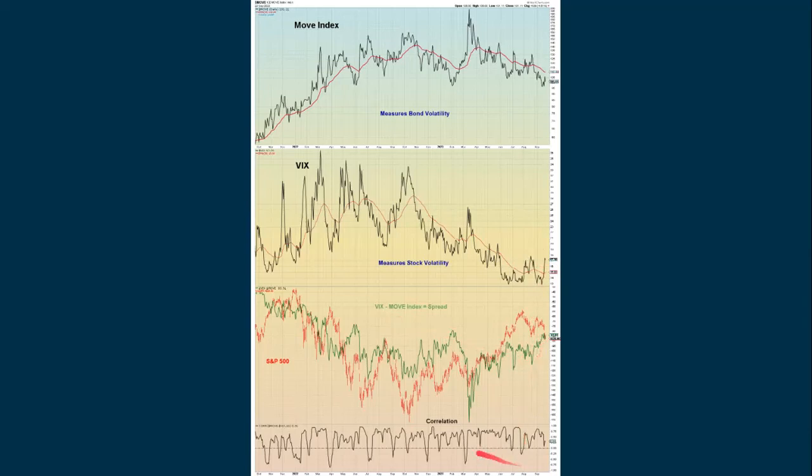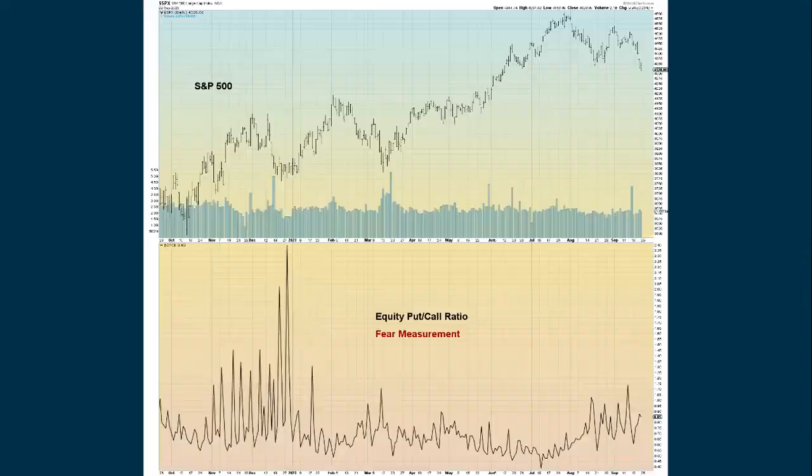What I pay attention to the most is the correlation along the bottom, and it's pretty much neutral right now. We're seeing the MOVE index not move as much. And this is a newer index. It's only been around a few years, so there's not a lot of historical data to go back and do some testing. So I'm kind of testing this in real time, but this isn't really showing us all that much right now.